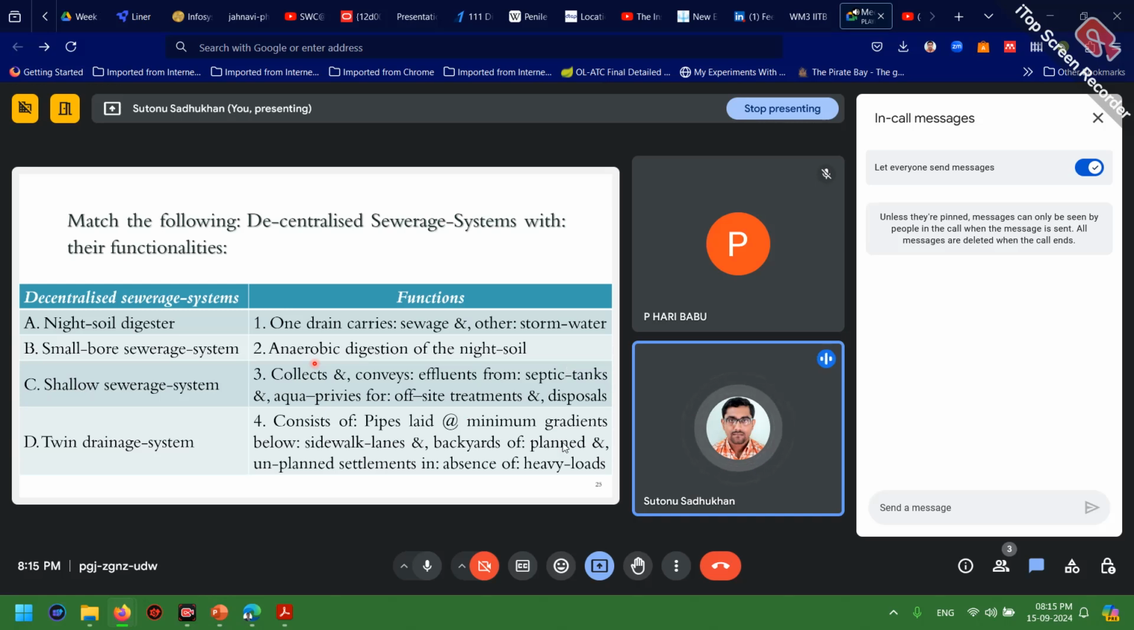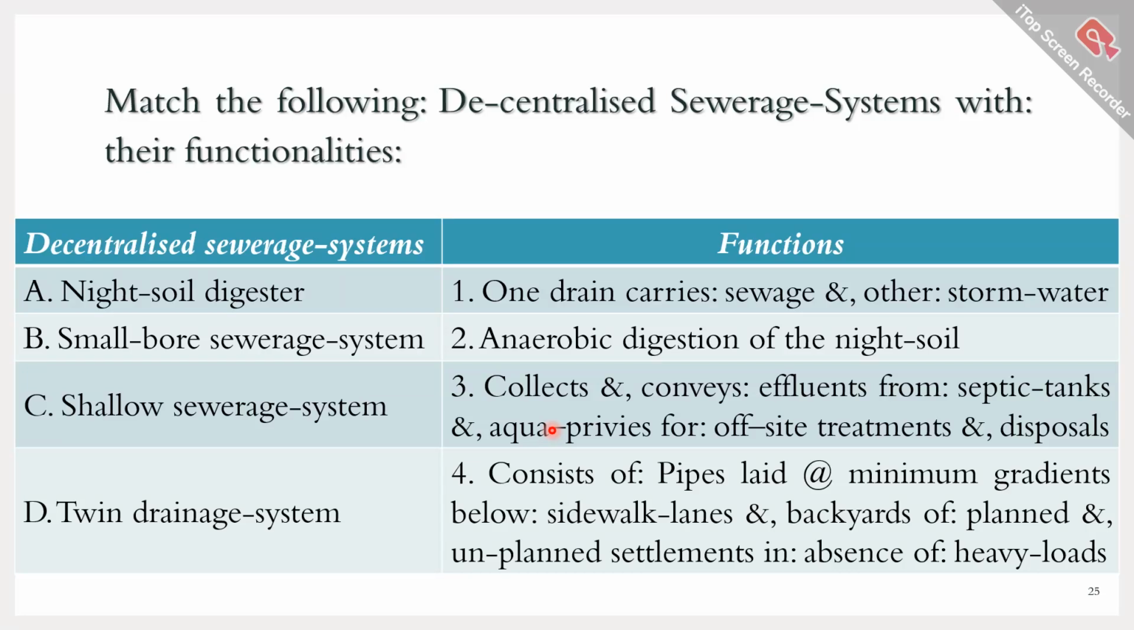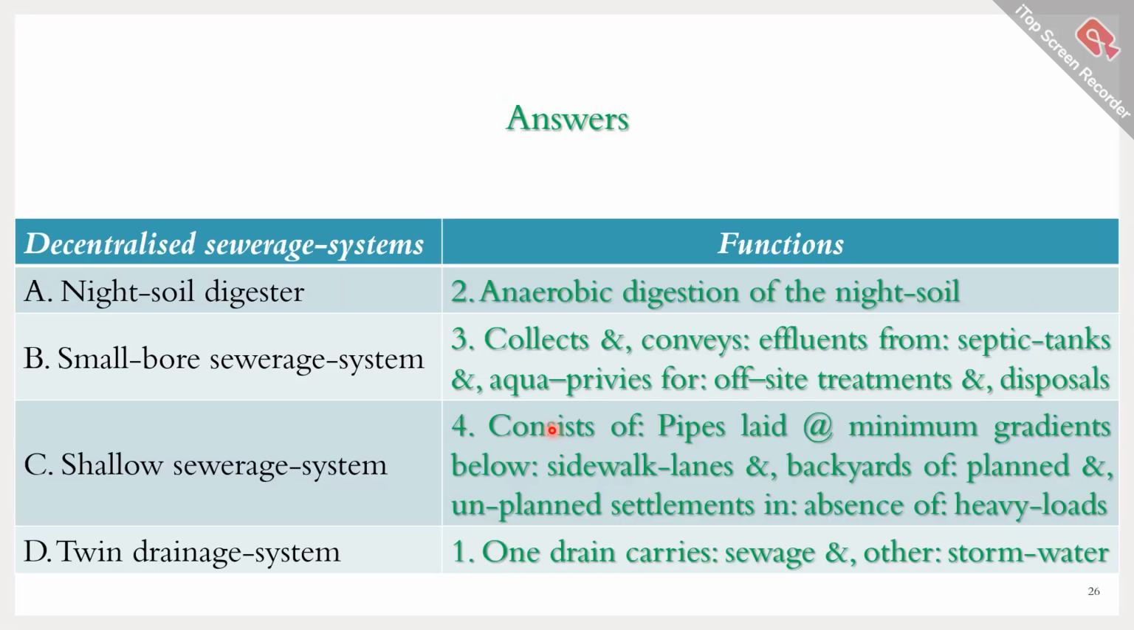Okay, I'll proceed with the answer. So 2341 is the correct order. Night soil digester is the anaerobic digestion of night soil.